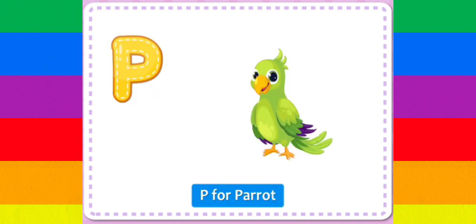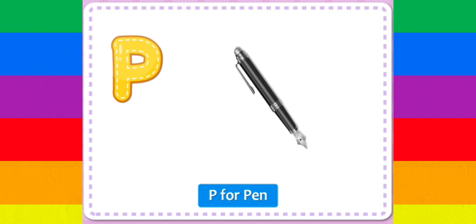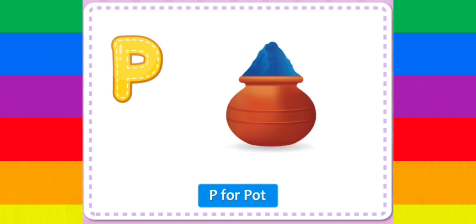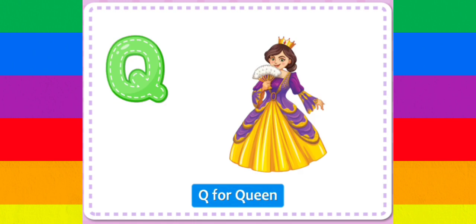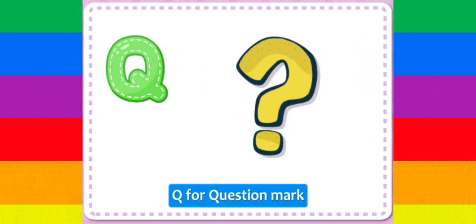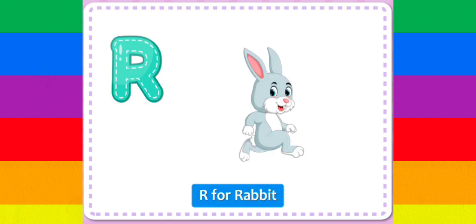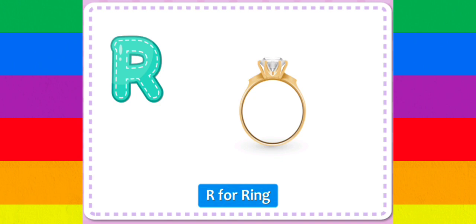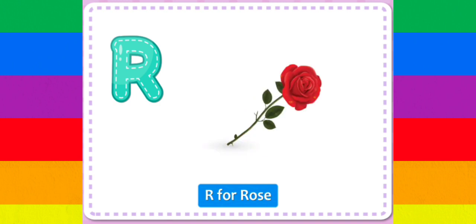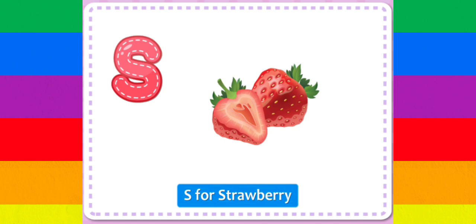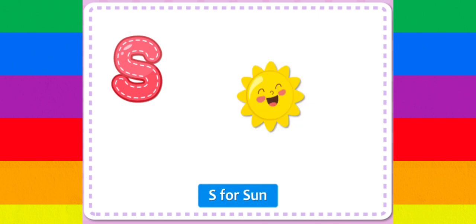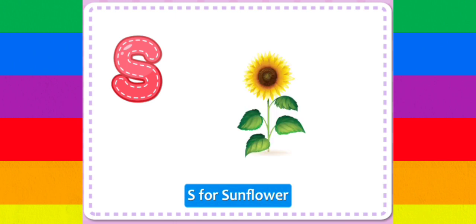P for parrot. P for pen. P for pot. Q for queen. Q for question mark. Q for quill. R for rabbit. R for ring. R for rose. S for strawberry. S for sun. S for sunflower.